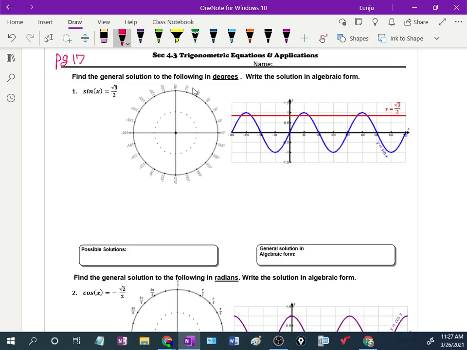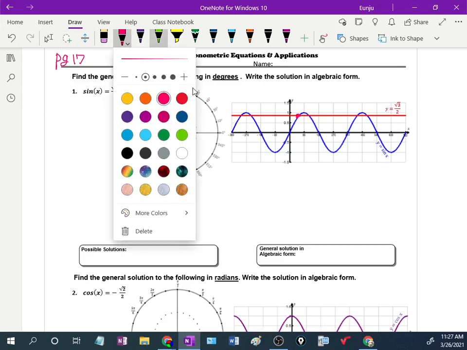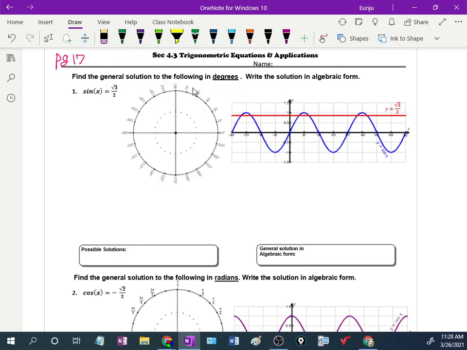algebraically. So let's see, root 3 over 2, what is the value then? So graphically, we see y equals root 3 over 2 as a red line, and I have a solution here. Let me change the color to green. I have a solution here, and I have another solution here. The point of intercept gave us an idea of the solution, right? At that position, these x coordinates are all solutions, okay?